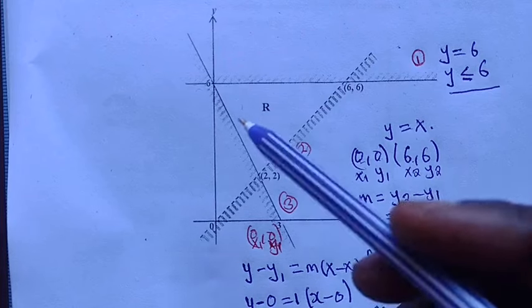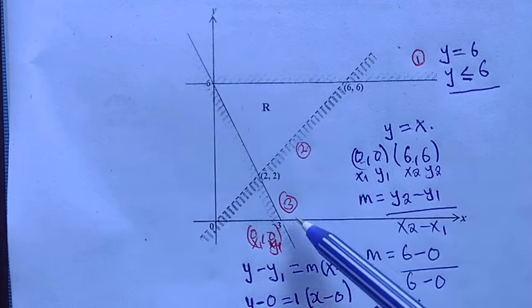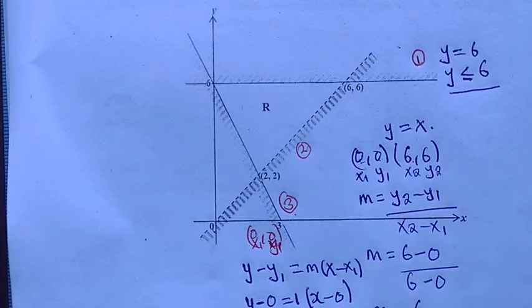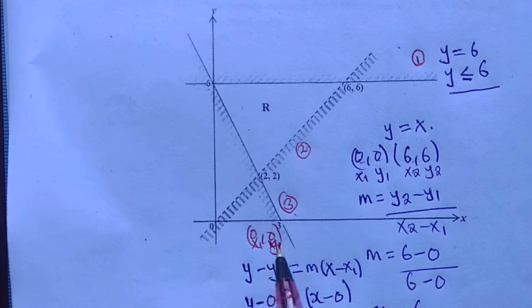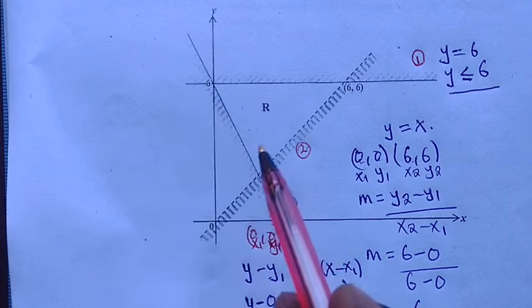Let us now try to solve for this other line, which is our line 3. To solve for our line 3, we will do the same. First, find the gradient of this line. Then use the same gradient to find the equation of the straight line. So pick the points. It's cutting the x-axis and y-axis.